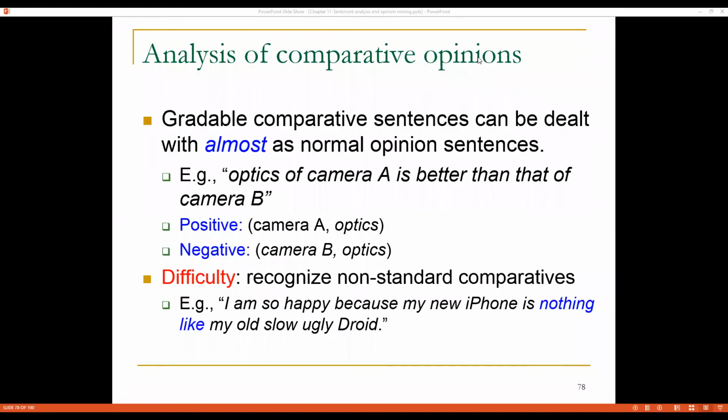Gradable comparative sentences can be dealt with almost as normal opinion sentences. For example, optics of camera A is better than that of camera B. Camera A optics are positive, camera B optics are negative. You run into difficulty, though, when you try to recognize non-standard comparatives. In the example sentence here, I am so happy because my new iPhone is nothing like my old, slow, ugly Droid. It's tough to decipher with the wording of that sentence.